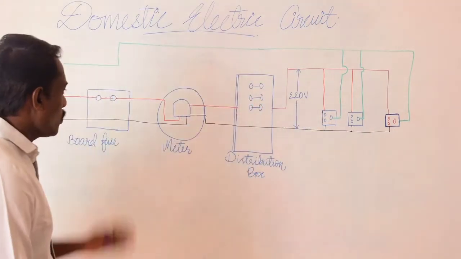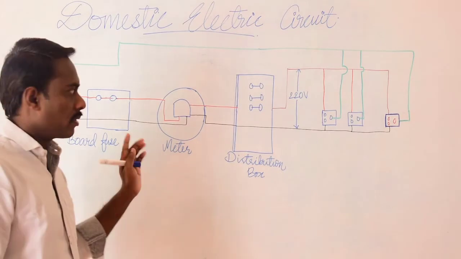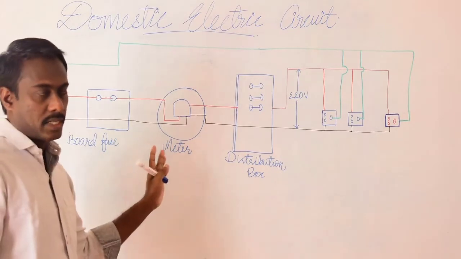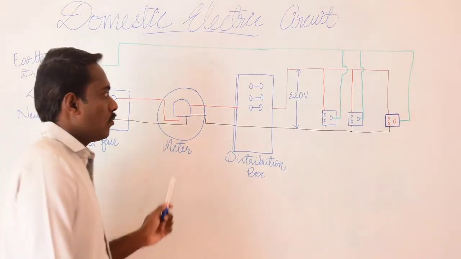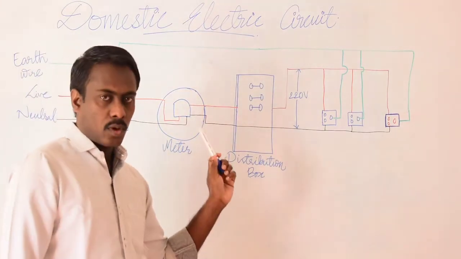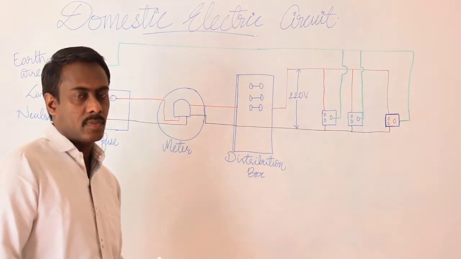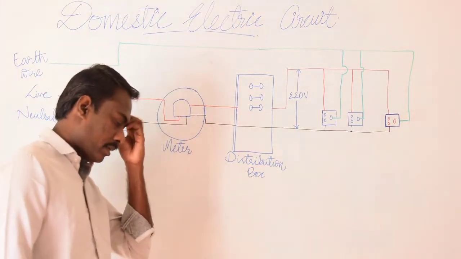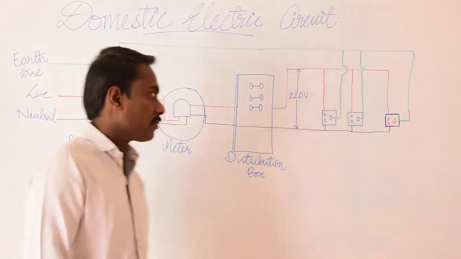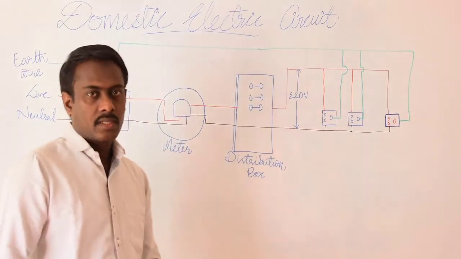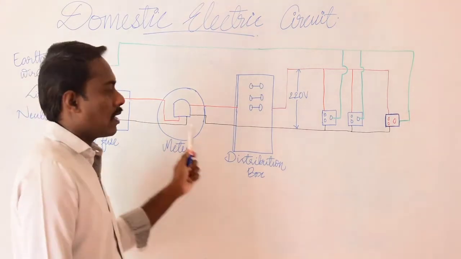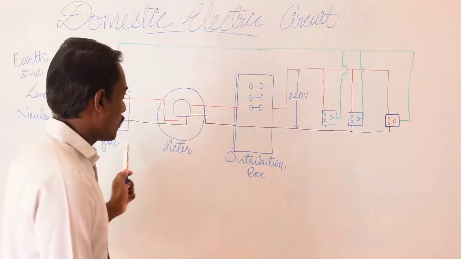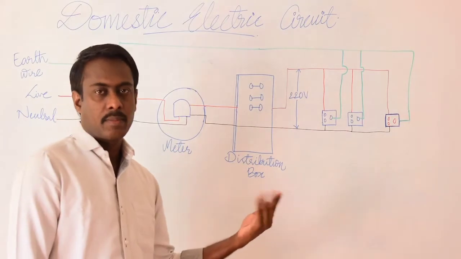We use two separate lines in our home circuits. A 15 ampere line, which is normally for high current drawing appliances such as geysers, air conditioners and so on. And another one, a 5 ampere line, which is used for bulbs, fans and other appliances.